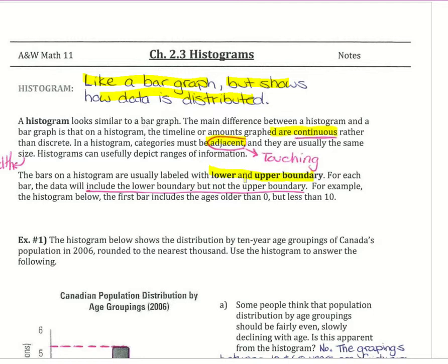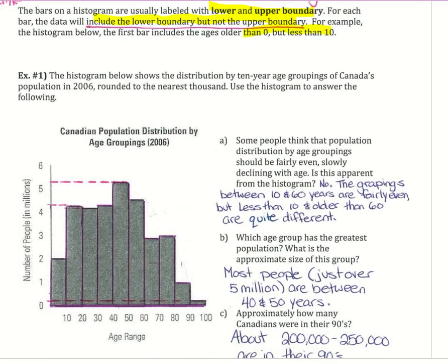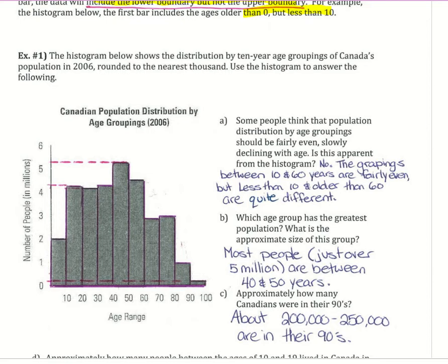That's why I was talking about 0 and 10, for example. You can see they include the lower boundary, but not the upper boundary. For example, in the histogram below, the first bar includes the ages from 0 up to but less than 10. So when we take a look at this, this is what we mean. We start at 0, we go to 10, and then this is 10 to 20, and so on.